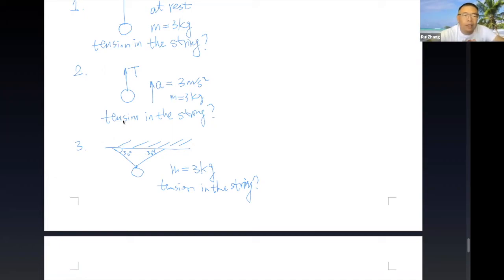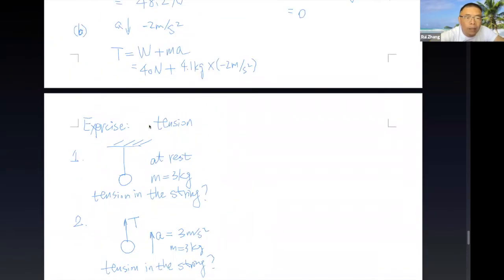Okay, so these are the 3 problems. So go ahead and do them. Oh, I have a question about the previous example. It says the weight was 40 Newton. Was this given? Okay, let me go back a little bit to explain that first.